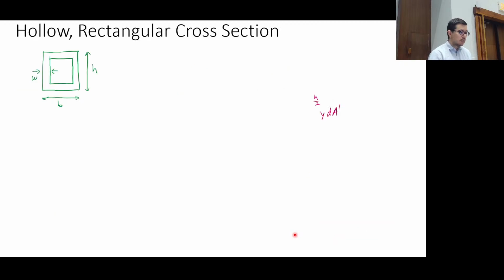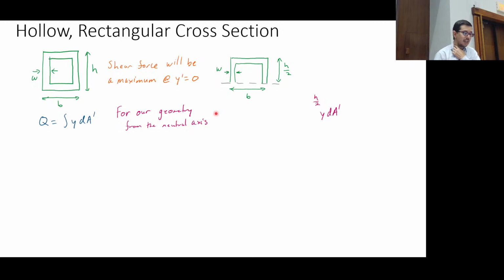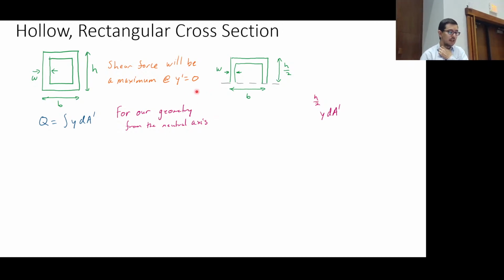Okay. Hollow rectangular cross sections. I don't think I've put many of these on exams either. Okay, these are a little tricky, and figuring out where the maximum will be. It'll still be at y prime equals 0. So it's still going to be at the neutral axis.